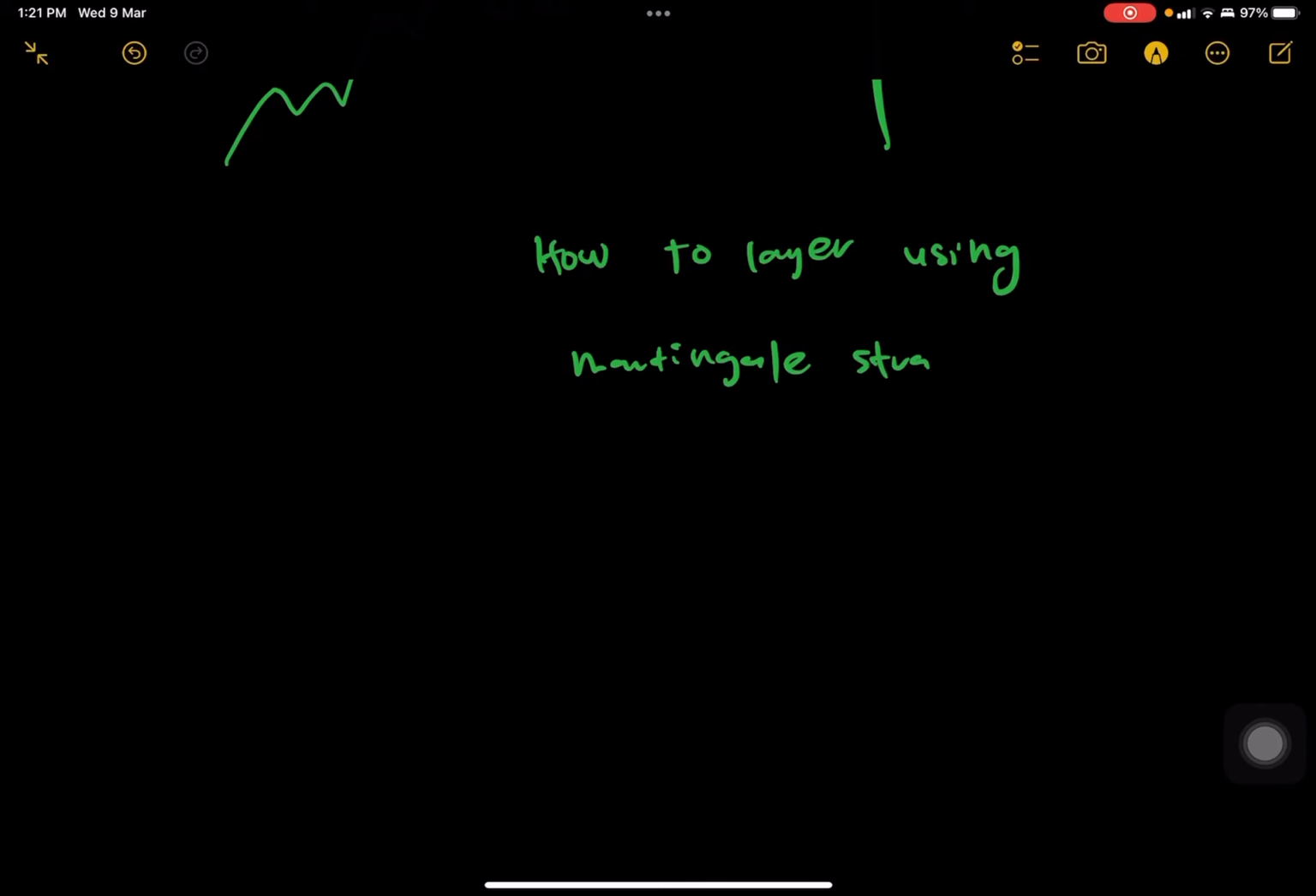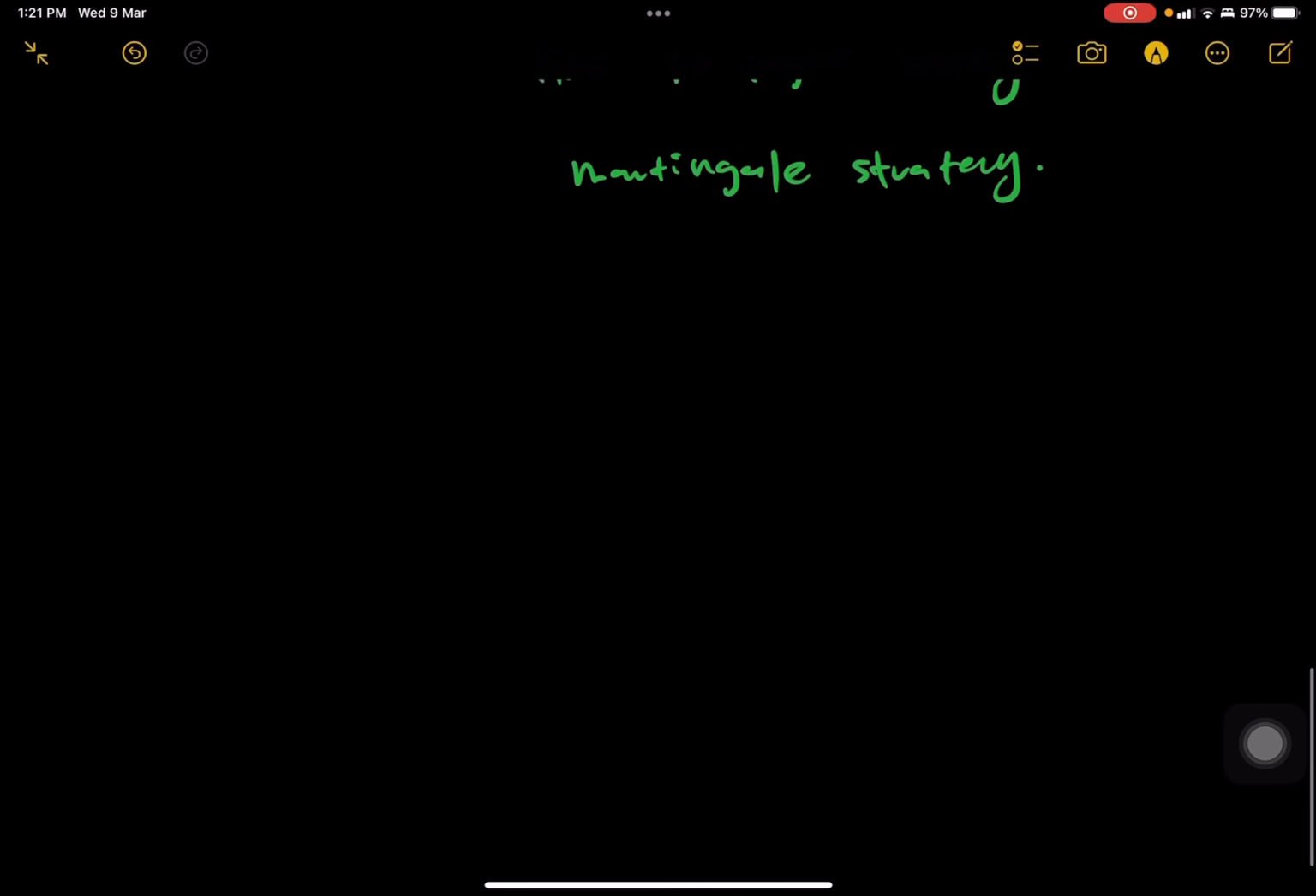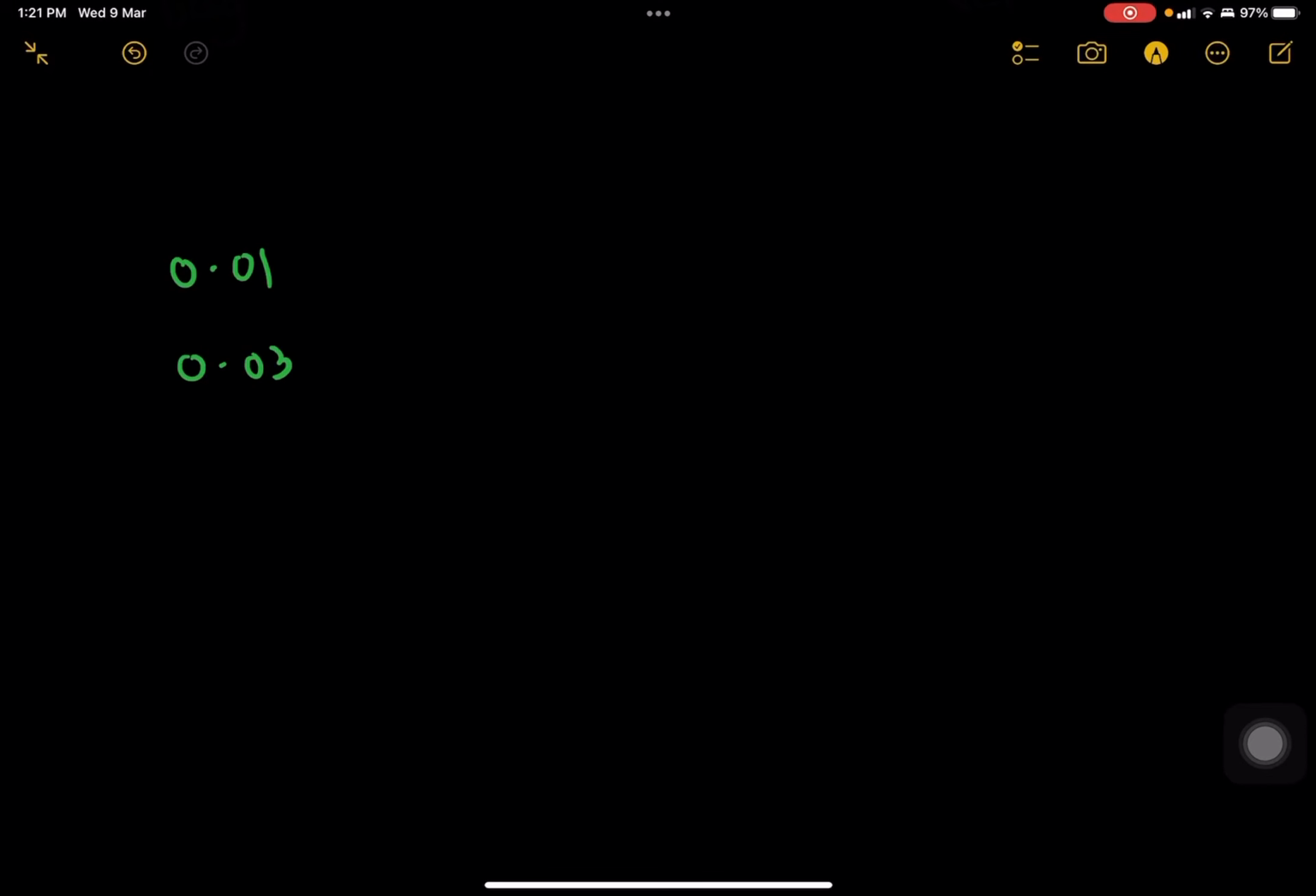So let me draw again how to layer using Martingal strategy. Buy setup, sell setup. If you want to buy, make sure you use 0.01 first, then if it goes down, you enter 0.03, and if it goes even lower, you can enter 0.06.